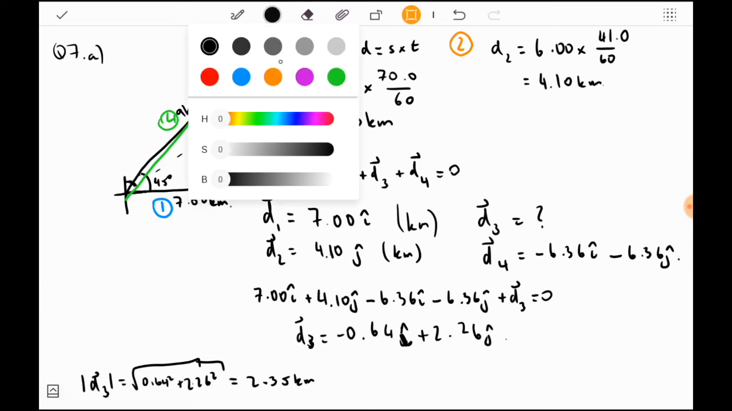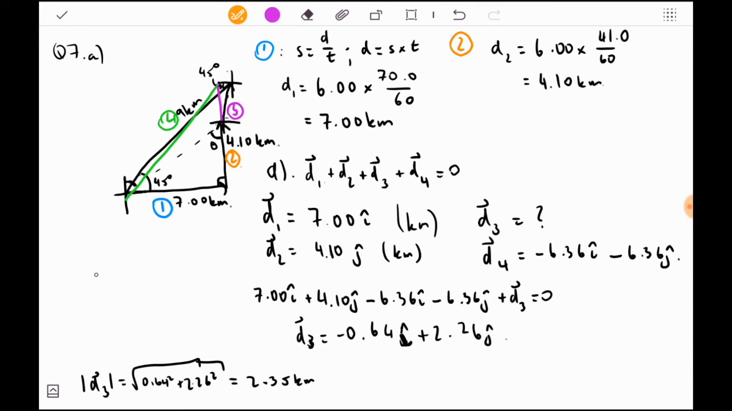Okay, so let's redraw our D3 here. We know this distance here is 2.26. This distance here has a magnitude of 0.64. So if I want to find this angle here, then I can just use the tan ratio. Call this angle here alpha. So alpha is equal to inverse tan of 0.64 over 2.26, which is equal to 15.7 degrees.